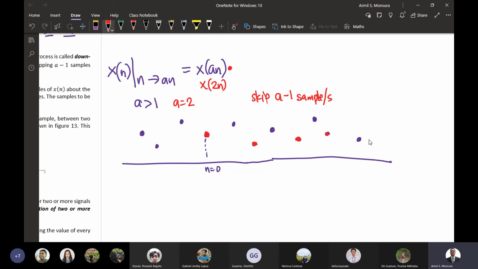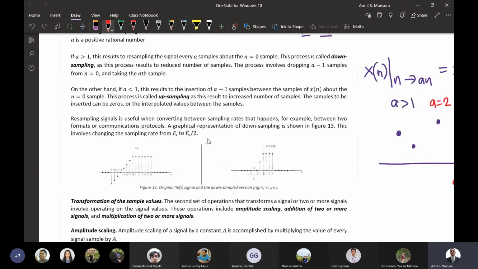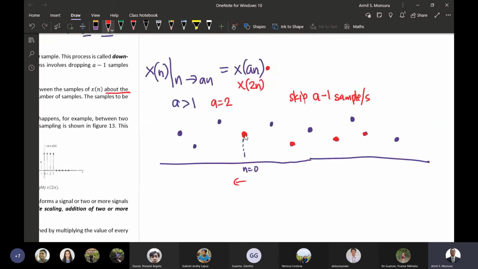Now, paano doon sa negative n? Paano dito sa part na to? Actually, ganun pa rin ha. Ito lagi yung reference niya. Kaya nandyan yung part na sinabi niyang about the n equals 0 sample. Okay, kasi ito yung parang pinaka-reference niya. So from here, mag-i-skip siya ng 1 sample, kukunin niya to. Mag-i-skip siya ng 1 sample, kukunin niya yung next sample.